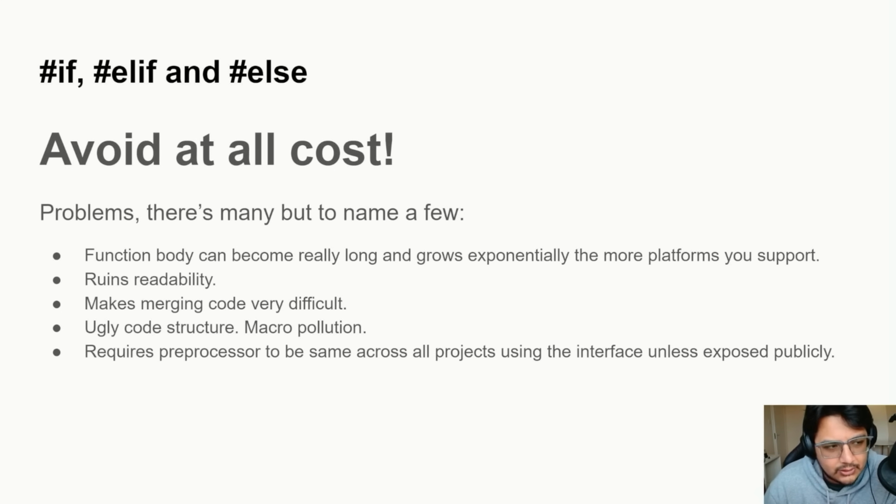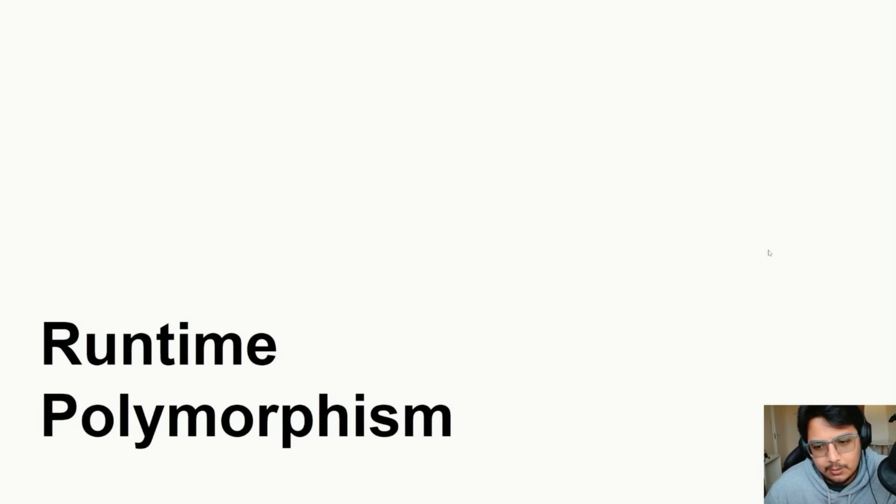So the moral of the story, the quickest summary that I can give, is that there are better ways to abstract code, and you should try avoiding using macros as I've shown in the example. So let's move on to something that's much more feasible, much more interesting, which is runtime polymorphism.